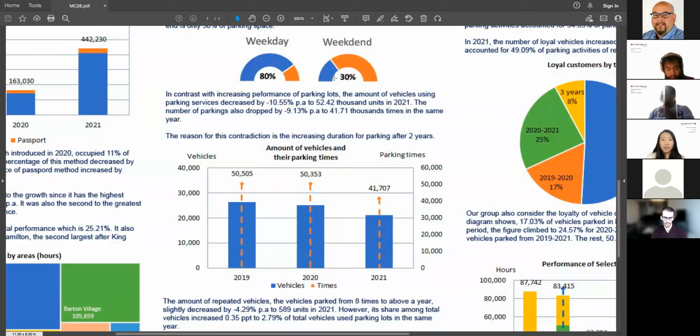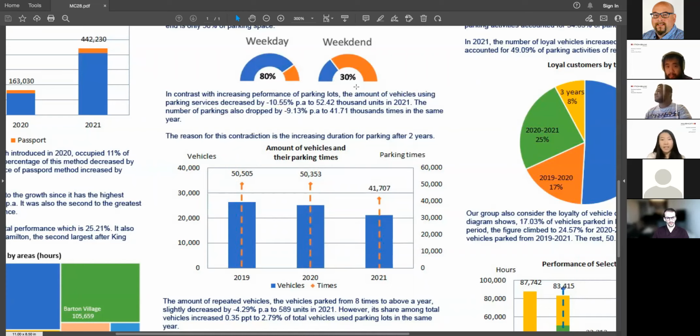The demand on weekdays peaked at 80% of the occupied parking spaces, compared to the weekend, where it's only 30% of occupied spaces. So it still shows that over the past years, from 2019 to 2021, people still go to work or move their vehicles on weekdays and decrease their traveling or commuting on weekends.